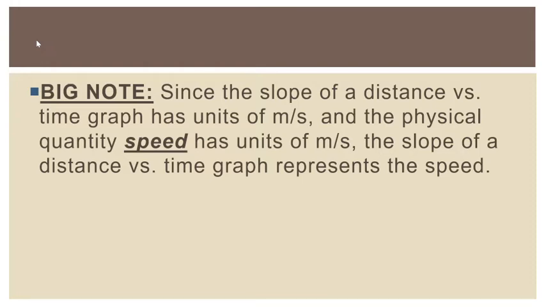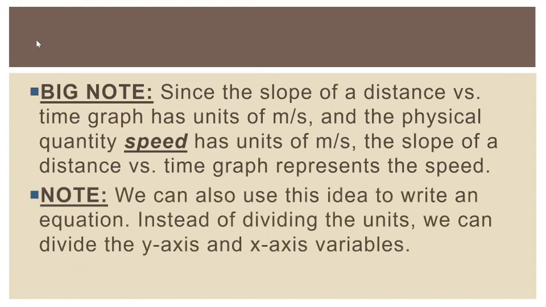Now, the second point we want to make here is what we just did with the slope formula doesn't just apply to the units. It also applies to the variables on the x and y axis. So what I wrote here in the second note is we can also use this idea to write an equation for speed. And that really is one of the more important features of this slope idea, that instead of just writing a sentence where we say the slope represents this thing, it also allows us to write an equation for speed.